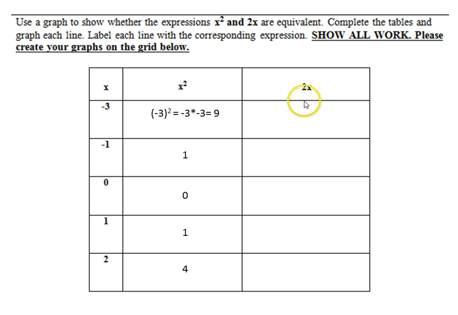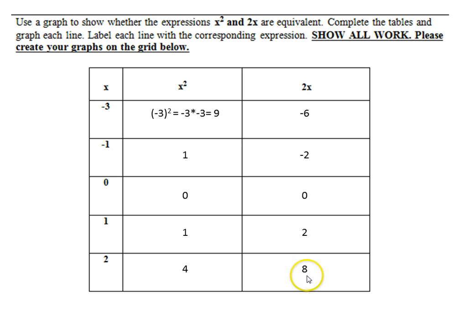Now we're going to do the same thing with 2x. So -3 times 2 is -6. 2 times -3 is -6, so that goes here. Then we're going to plug in -1, and we'll get -2. Then we're going to plug in 0. 2 times 0 is 0. Then we're going to plug in 1 and get 2, because 1 times 2 is 2. And then plug in 2, and we'll get 4.